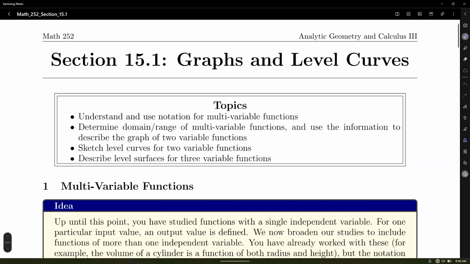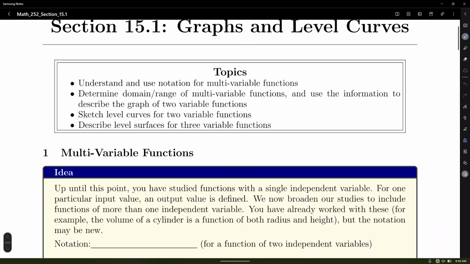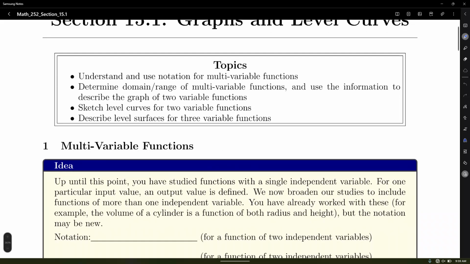So we begin chapter 15 with 15.1, graphs and level curves. This is the first time you get to look at functions of multiple variables. Believe it or not, you have worked with them, but not in depth the way we will this time, because we're going to understand and use the notation for a multiple variable function.